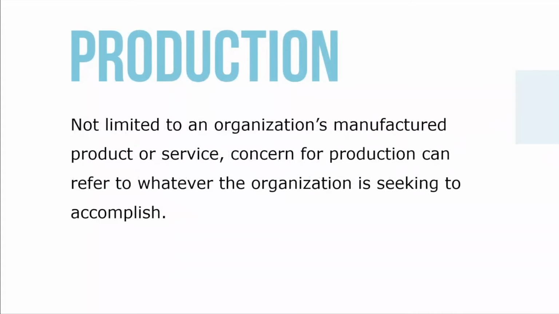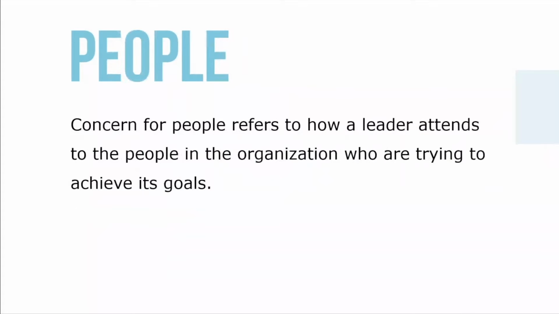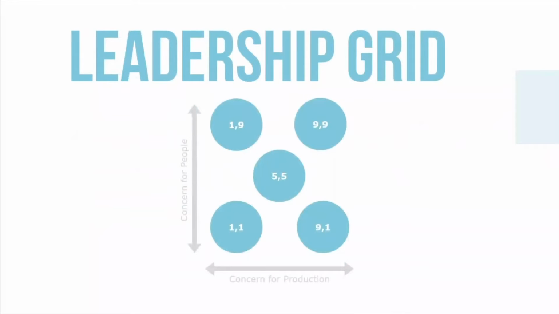Not limited to an organization's manufactured product or service, concern for production can refer to whether the organization is seeking to accomplish. Concern for people refers to how a leader attends to people in the organization who are trying to achieve its goals. Here's the leadership grid showing concern for people and concern for production on two separate axes. The leadership grid has 5 identifiable leadership elements that we'll discuss next.